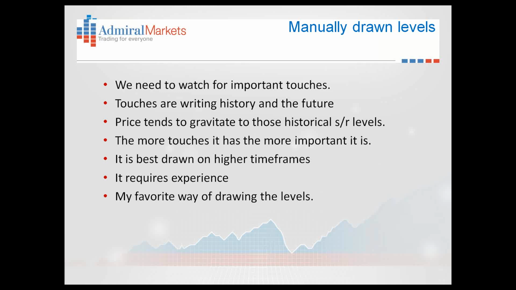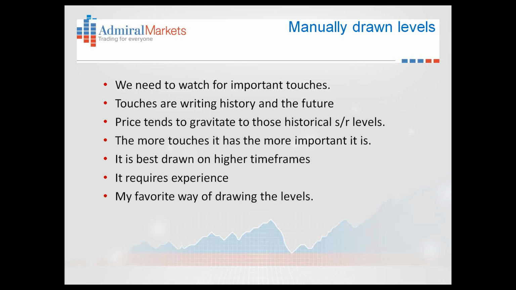Because there are historical buyers and sellers. The more touches it has, the more important it is. You can see it when you zoom into a higher time frame, then zoom a little bit to see the complete picture. You can see how many touches the price has made on a particular level. It is best drawn on higher time frames, of course, because there we can see the whole forest, not just a tree.